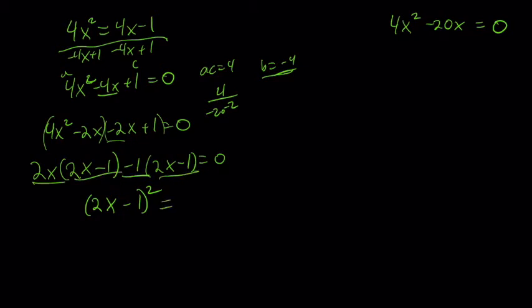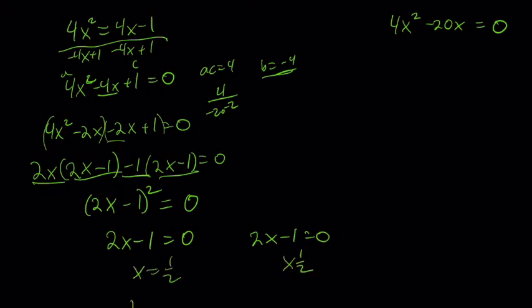This means I'm only going to have 1 x-intercept, which means my graph touches the x-axis just a little. So if I have 2x minus 1 equals 0, because it occurs twice, we're still going to get x equals a half for both of these. But we say 1/2, oh, you can't see that. We say 1/2, but it has a multiplicity of 2 because it occurs twice.